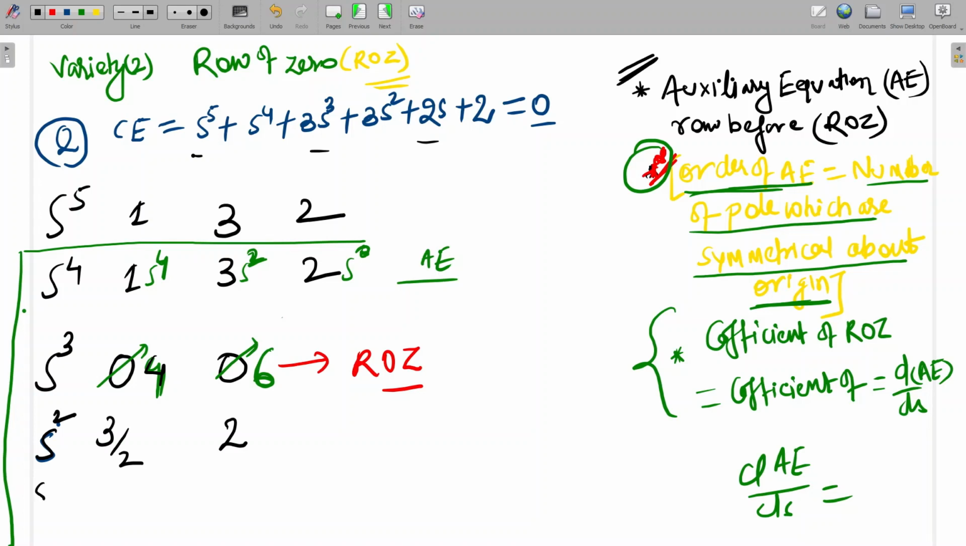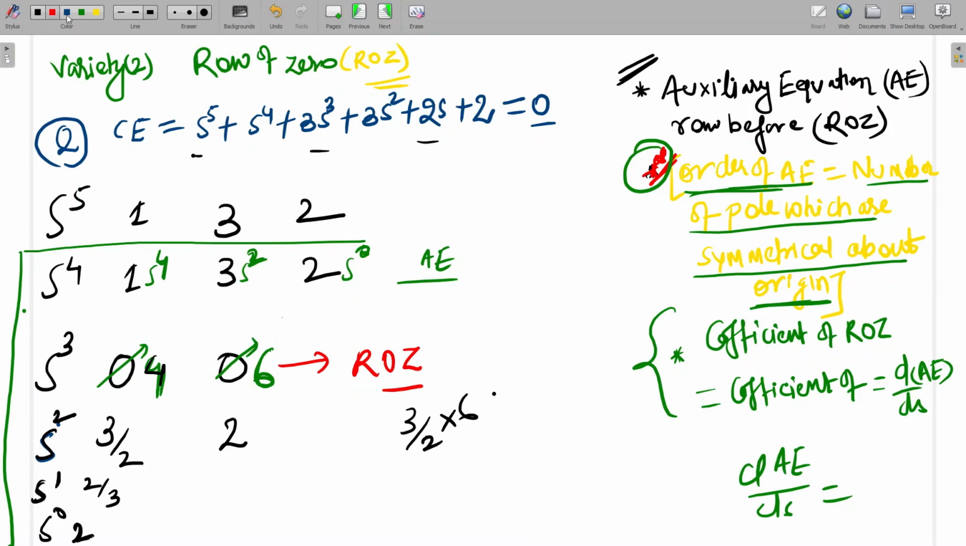What will be the s to the power 1 value? So s to the power 1 will be this into 6, 3. Will it be positive or negative? See, 3 by 2 into 6, so 9. Then 9 minus 8, that is 9 minus 8 by 3 by 2, so that will be 2 by 3. Correct? And s to the power 0 will be 2. So see here carefully.